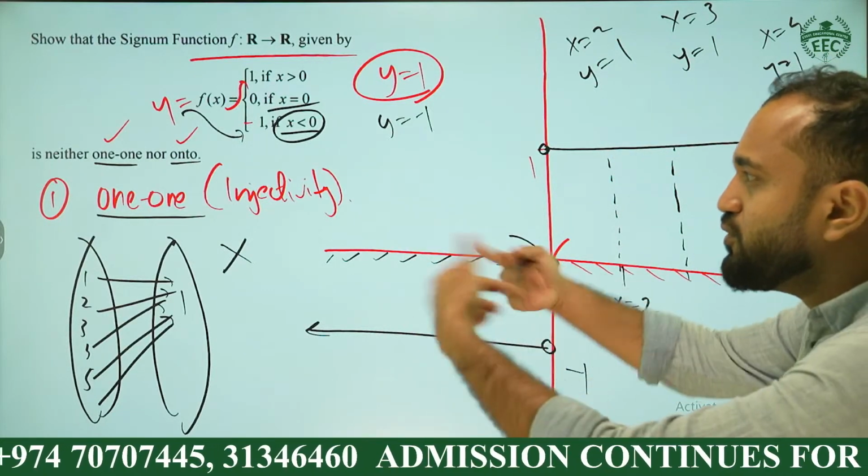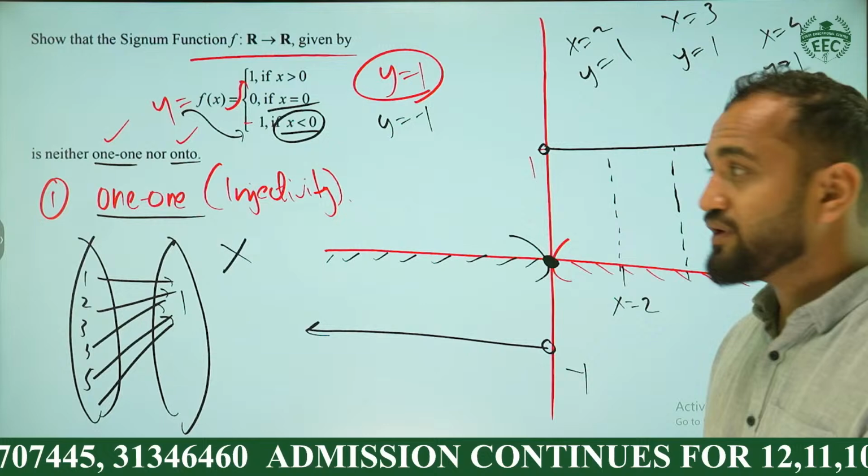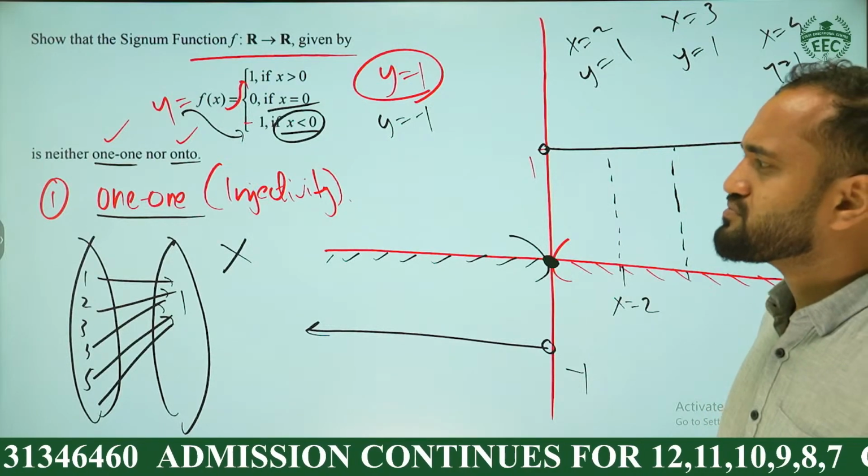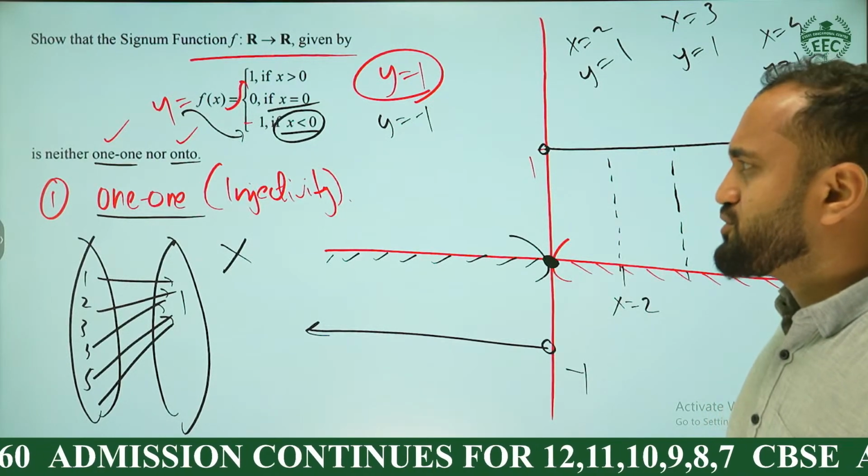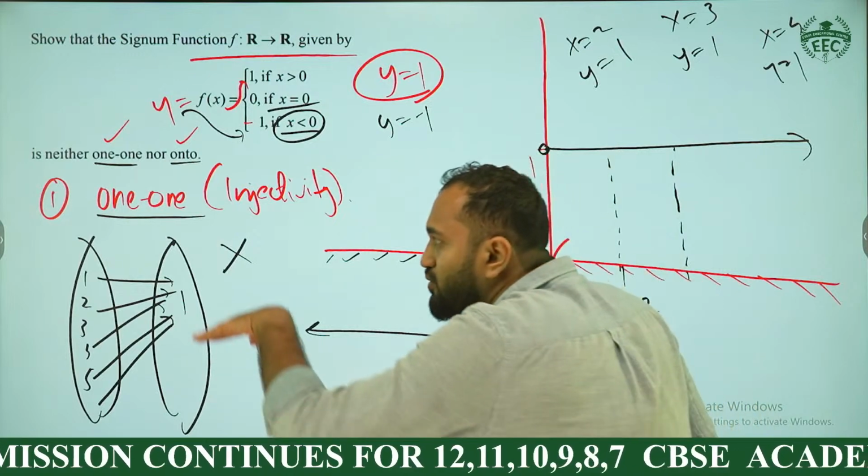Now how could you prove the function is not onto? What is the rule for onto? The condition for onto, surjectivity, is that you have to focus on the second set.